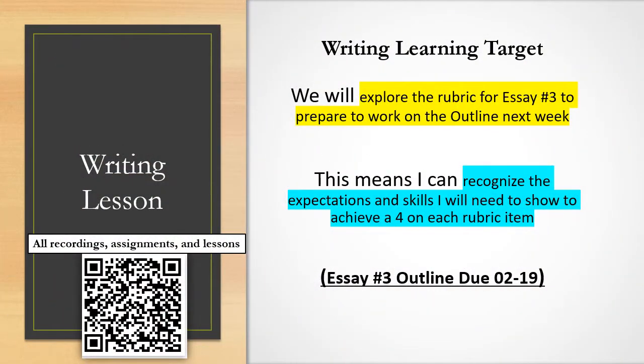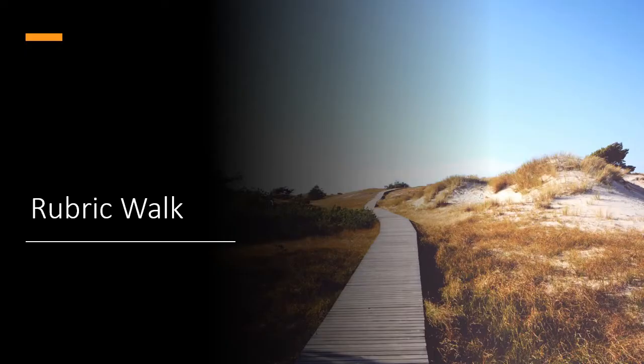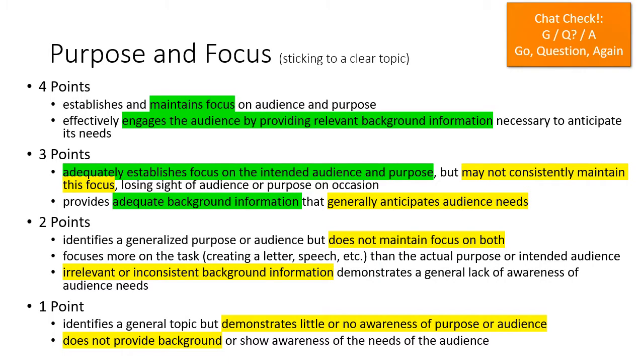All right, so for our writing lesson today, we're going to talk about the rubric for essay number 3. So let's go ahead and do a rubric walk. The green are aspects of this part of the rubric that you should aim yourself at if you're trying to get a 3 and a 4. The yellow are things that you would want to avoid if you want to get a 3 or a 4.